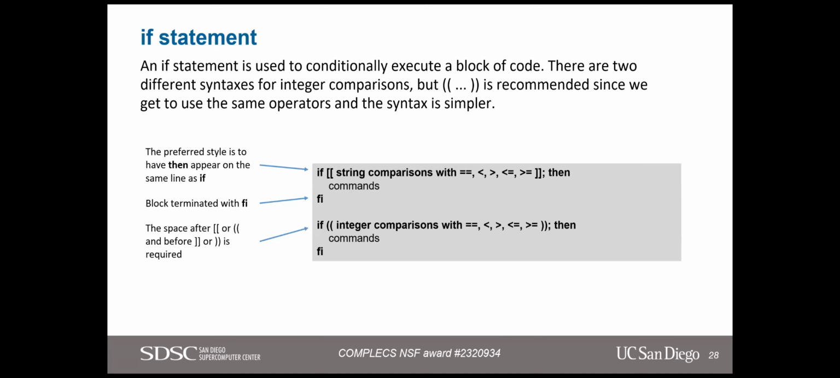So the next thing we'll talk about is the if statement. The if statement is used to conditionally execute a block of code. The strings can be compared using equals, not equal, less than, greater than, less than or equal to, or greater than or equal to. For string comparisons, you'll use these square brackets. If it's an integer, you'll use these round brackets.